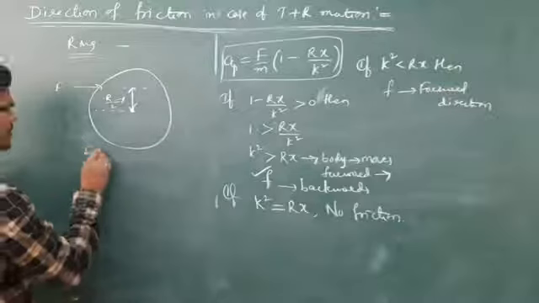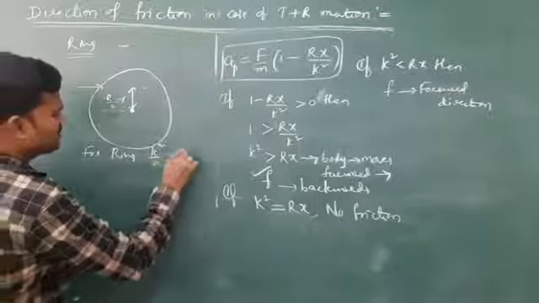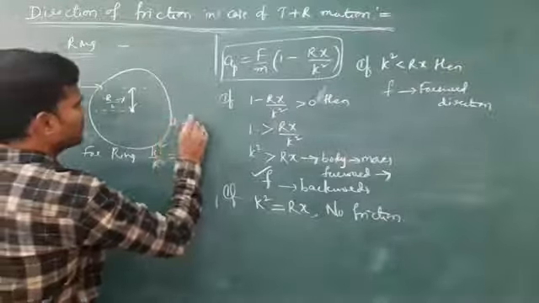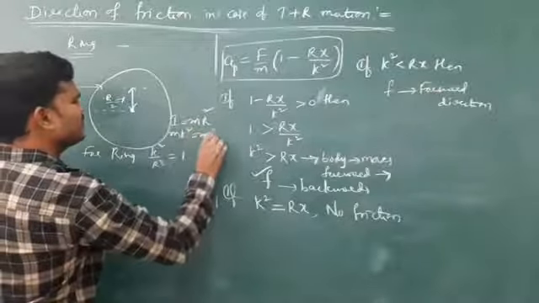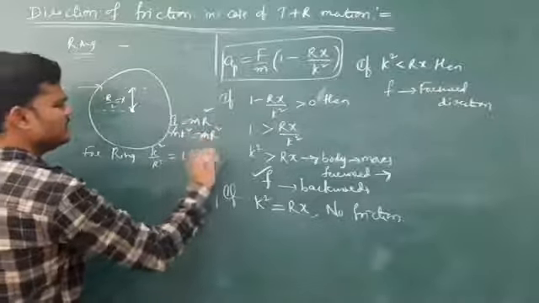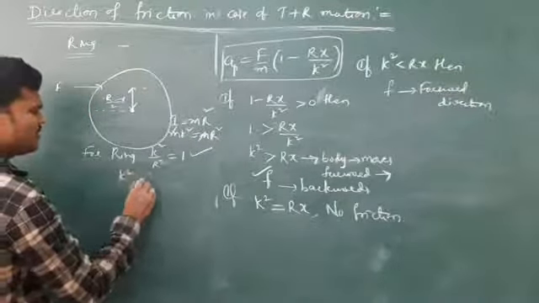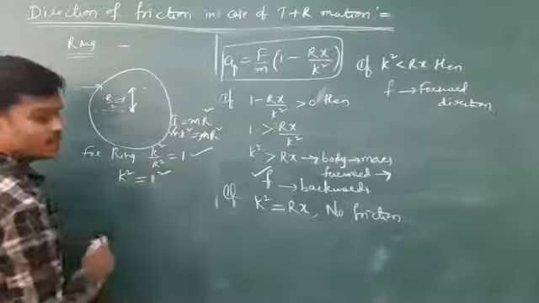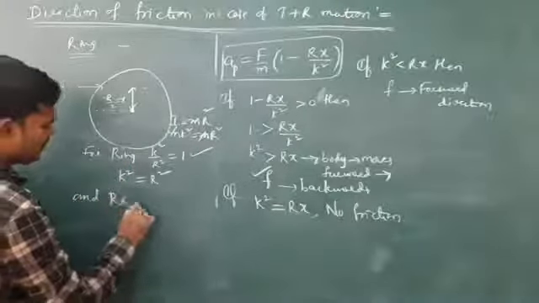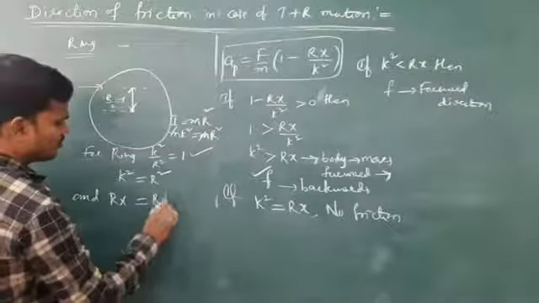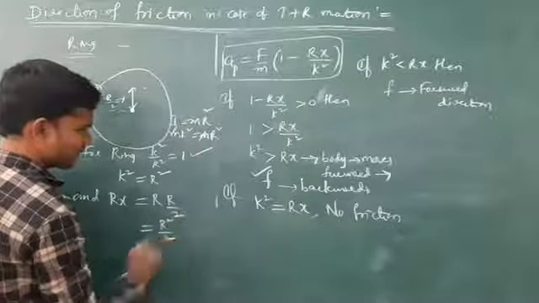So for a ring, k square by r square is equal to 1. Why? Because for a ring about the center, the moment of inertia is m r square, which is m k square. So k square by r square is 1, so k square is equal to r square. And let me find the product Rx value: R into x, which is r by 2. So r square by 2.